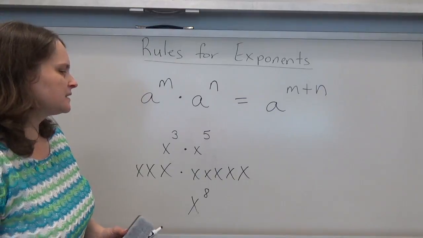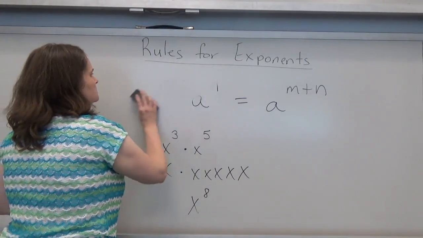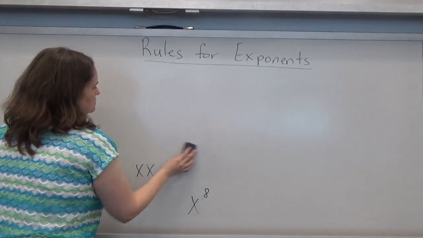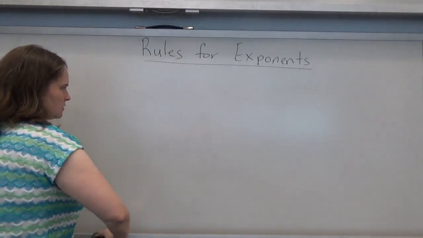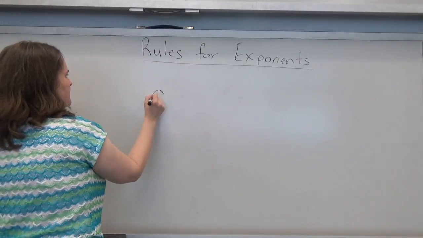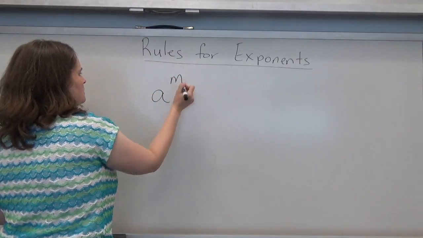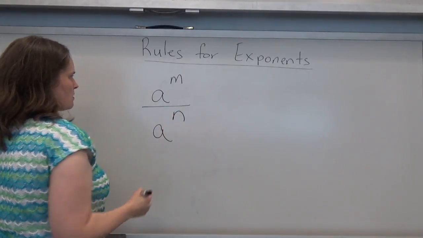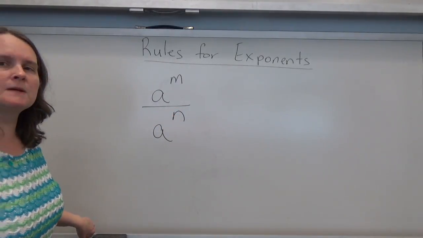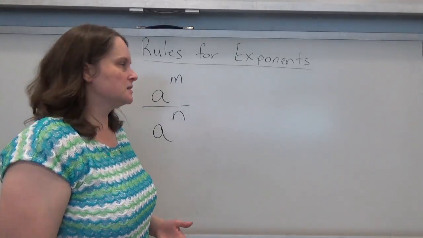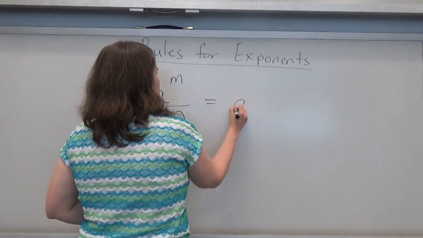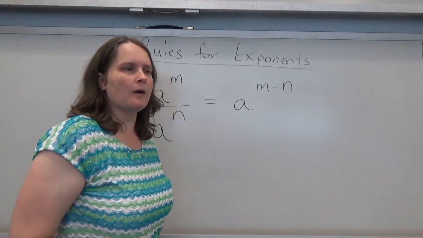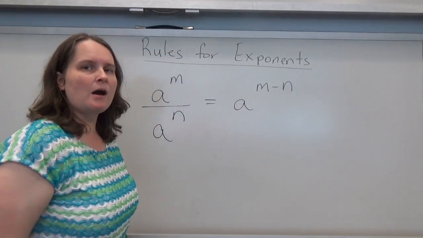All right. The next one is called the quotient rule. The quotient rule tells me that if I've got a base raised to a power, and now I'm dividing it by the same base raised to a different power, this rule tells me that I get to keep the common base and subtract my exponents. So a to the m minus n power. Okay, why does that work?